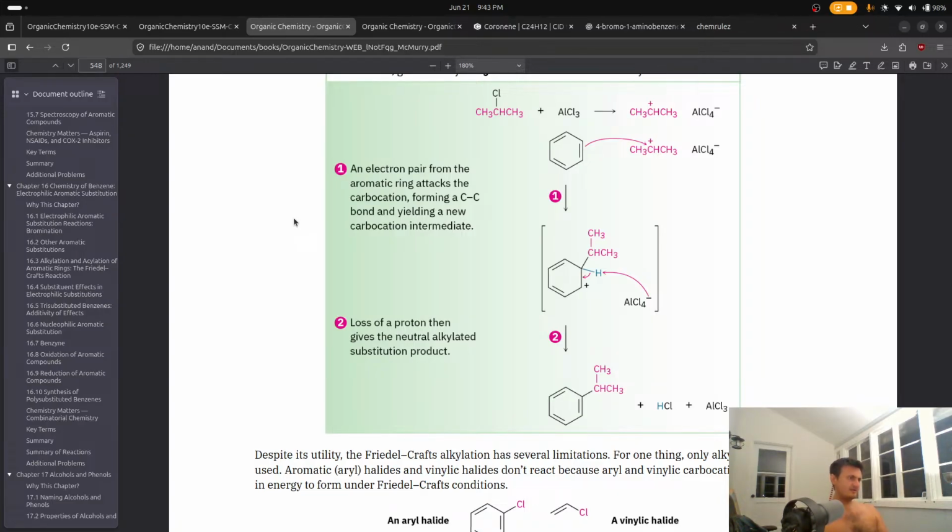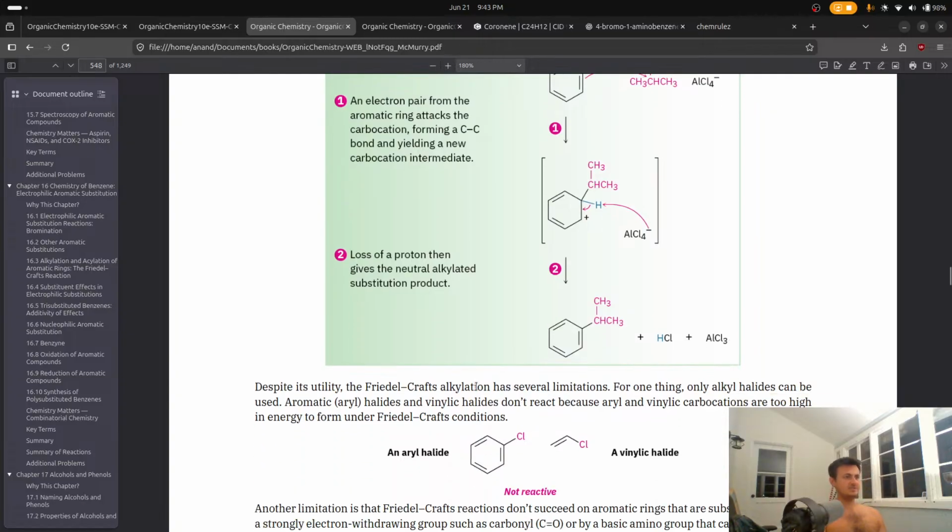Despite its utility, the Friedel-Crafts alkylation has several limitations. For one thing, only alkyl halides can be used. How much of a limitation is that really? Aryl halides and vinylic halides don't react because aryl and vinylic carbocations are too high energy to form under Friedel-Crafts conditions.